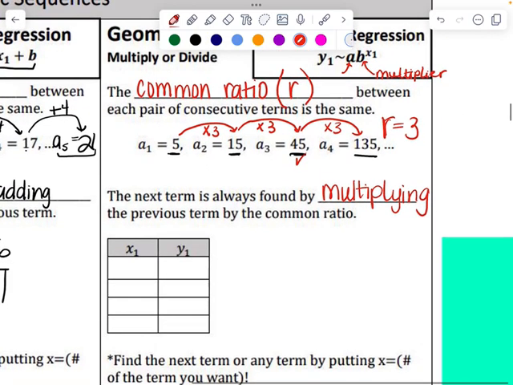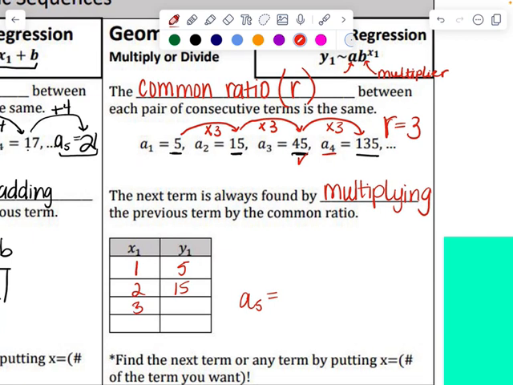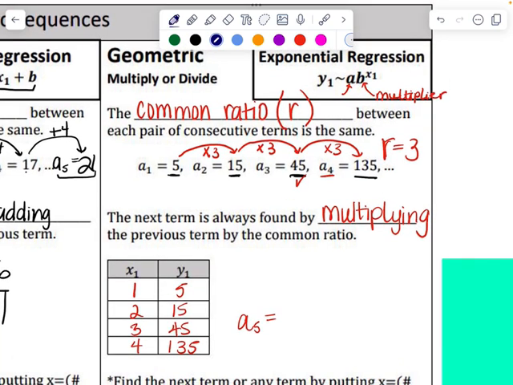So I'm going to build my table so Desmos can help me figure it out. We left off at A4. I want to know what A5 is. What's the next term? So I'm going to build my table: 1, 5, 2, 15, 3, 45, and 4, 135. And this time, because this is multiplying, it's growing really, really rapidly, I'm not going to use y1 squiggly mx1 plus b. I'm going to use y1 squiggly ab to the power of x1.